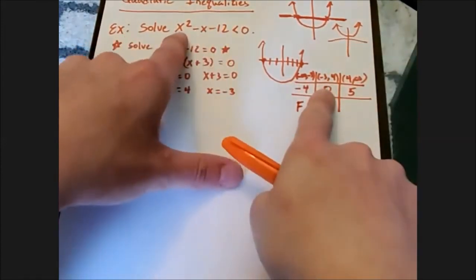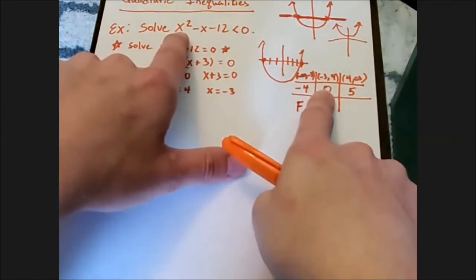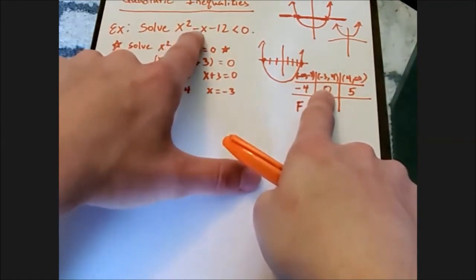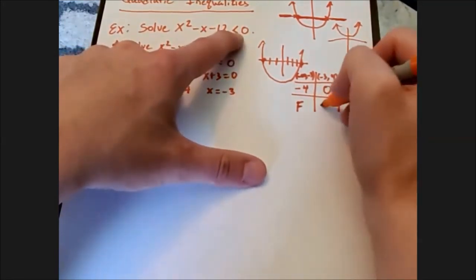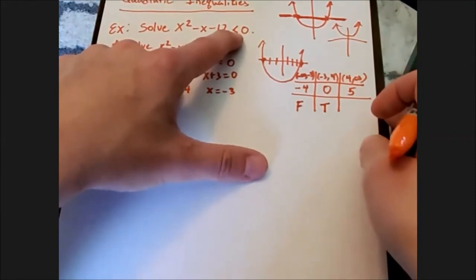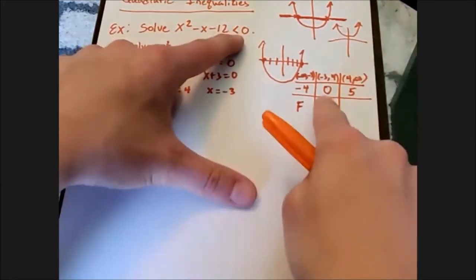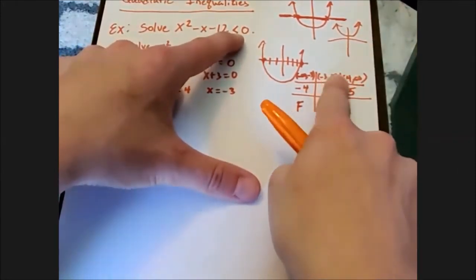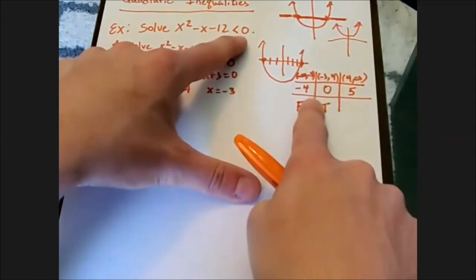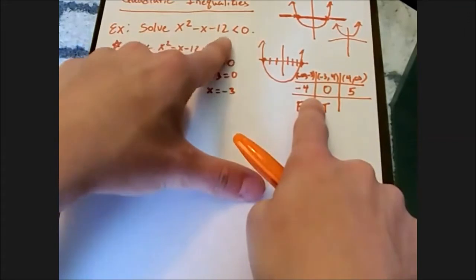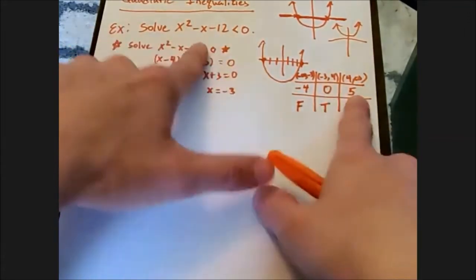Plug 0 in. 0 squared is 0. 0 minus 0 is 0. 0 minus 12 is -12. Is -12 less than 0? Yes, it is. That is a true statement, which means, by the way, that every number in that interval is also true in that inequality up there. And then make sure to check them all.